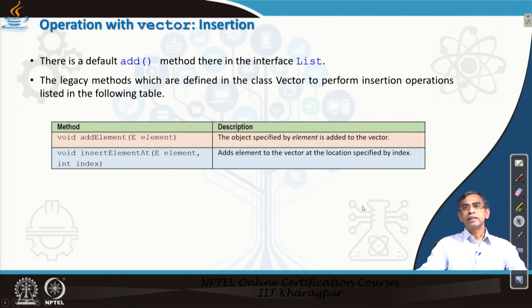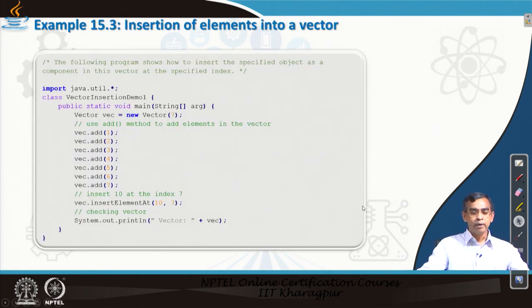Now, let us see how this method can be exercised with an example. This is the third program, showing how insertion of elements into a vector can be done. As you see here, this is the add method we have called: add 1 2 3. In addition to add, we can use the method add element also. Add element will automatically add at the end of the existing objects. So, if we call add 5 without mentioning where to add, it will automatically add at the end of 4. So, it grows sequentially.